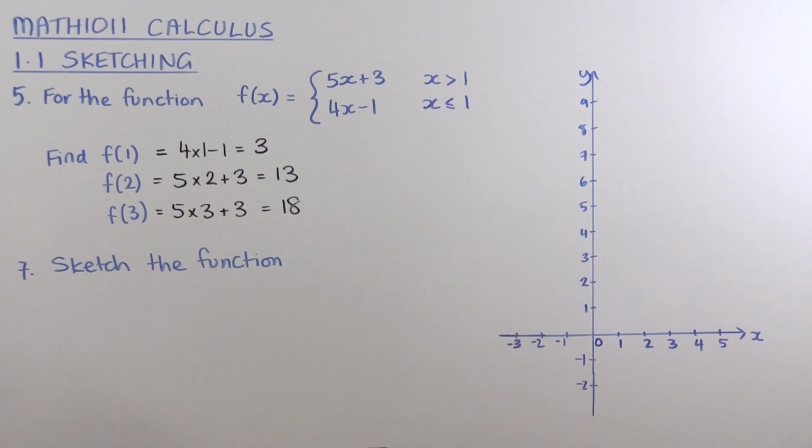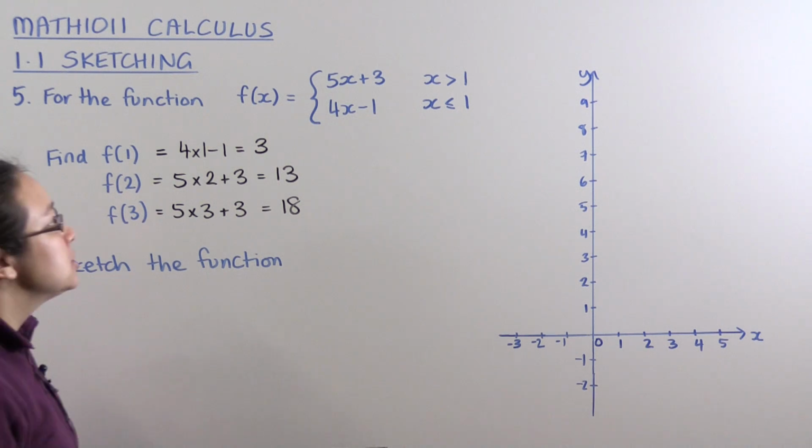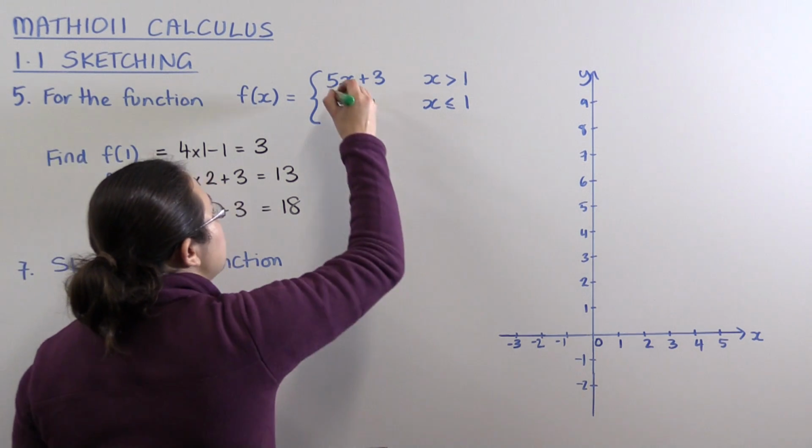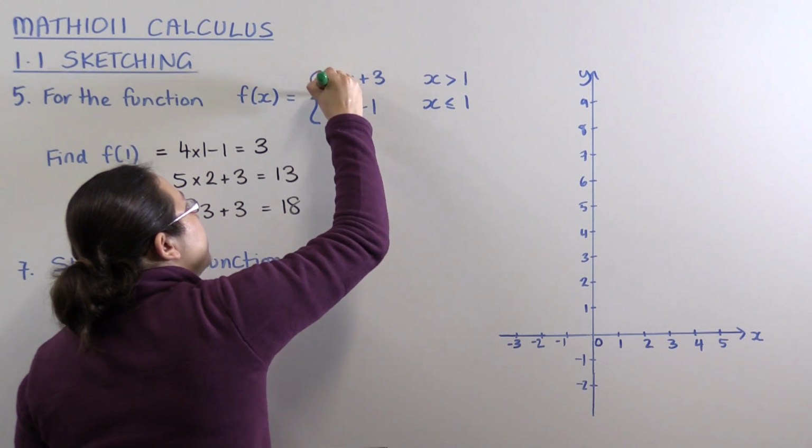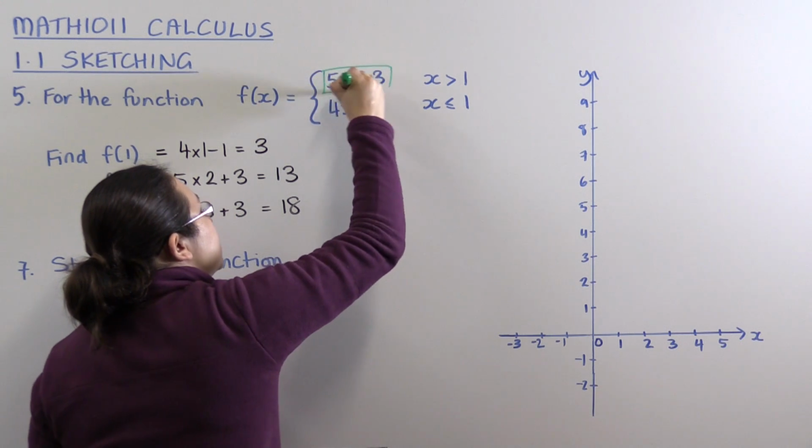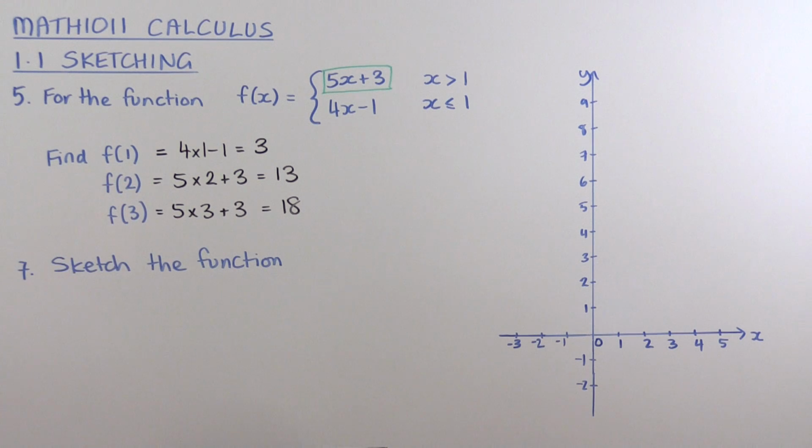So question 5 is relatively straightforward. We just need to evaluate the function at some points. Question 7, we have to sketch the function. This is not as easy, but we can do it. They're just comprised of some linear functions, some straight lines. So first of all, let's sketch 5x plus 3, just the graph 5x plus 3.